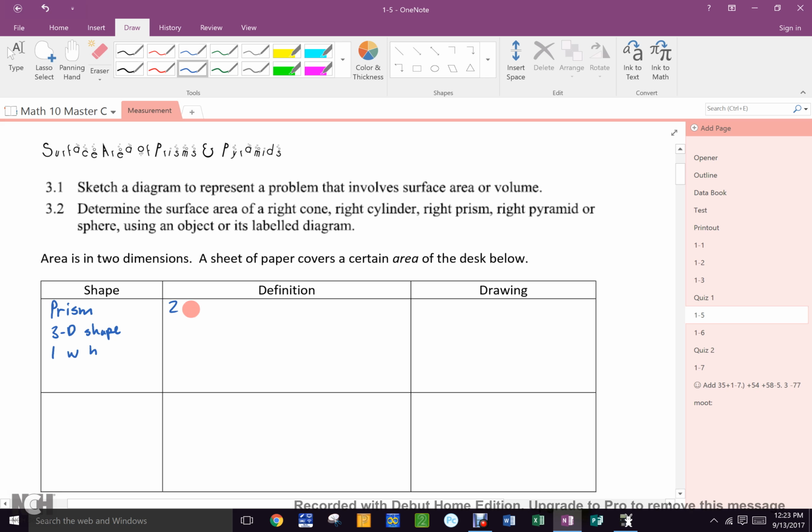It is two identical shapes separated by what? What kind of space in the middle? What is separating the top and the bottom? What shape? So it is two identical shapes separated by what? Is everybody cool with that definition?